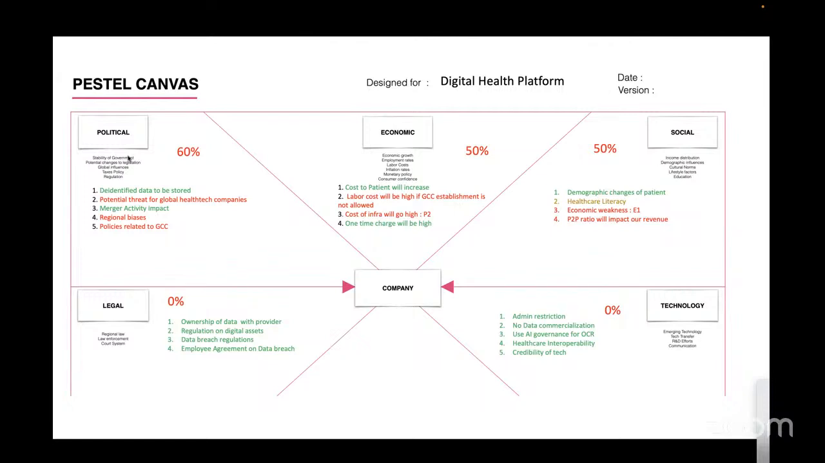So you can see that the first one, cost to patient will increase. Again, that can be controlled if you strategize your cost, if you strategize your product development, then you can manage the cost. You can also introduce a lower cost, and there are different ways where you can introduce a lower cost. Next is labor cost will be high if GCC establishment is not allowed.